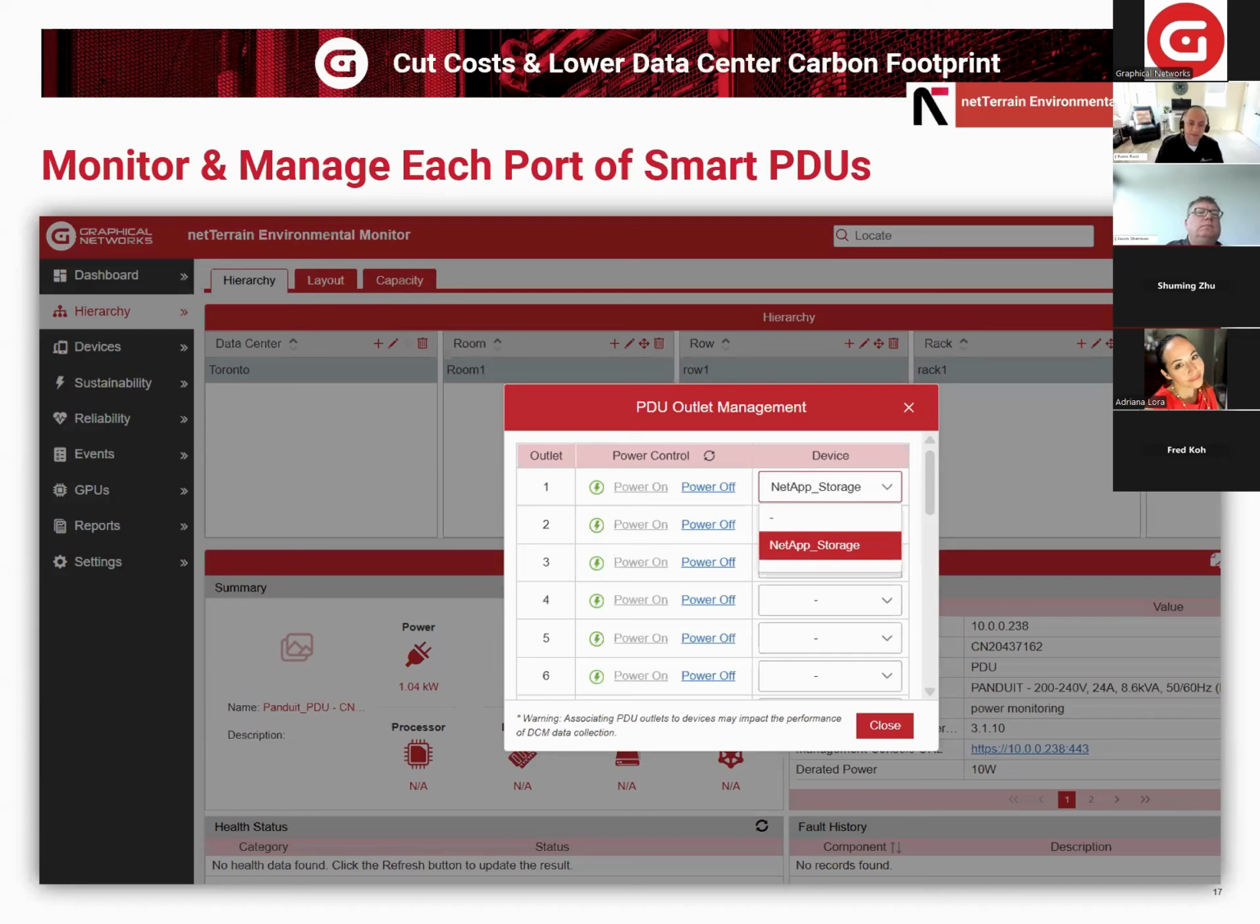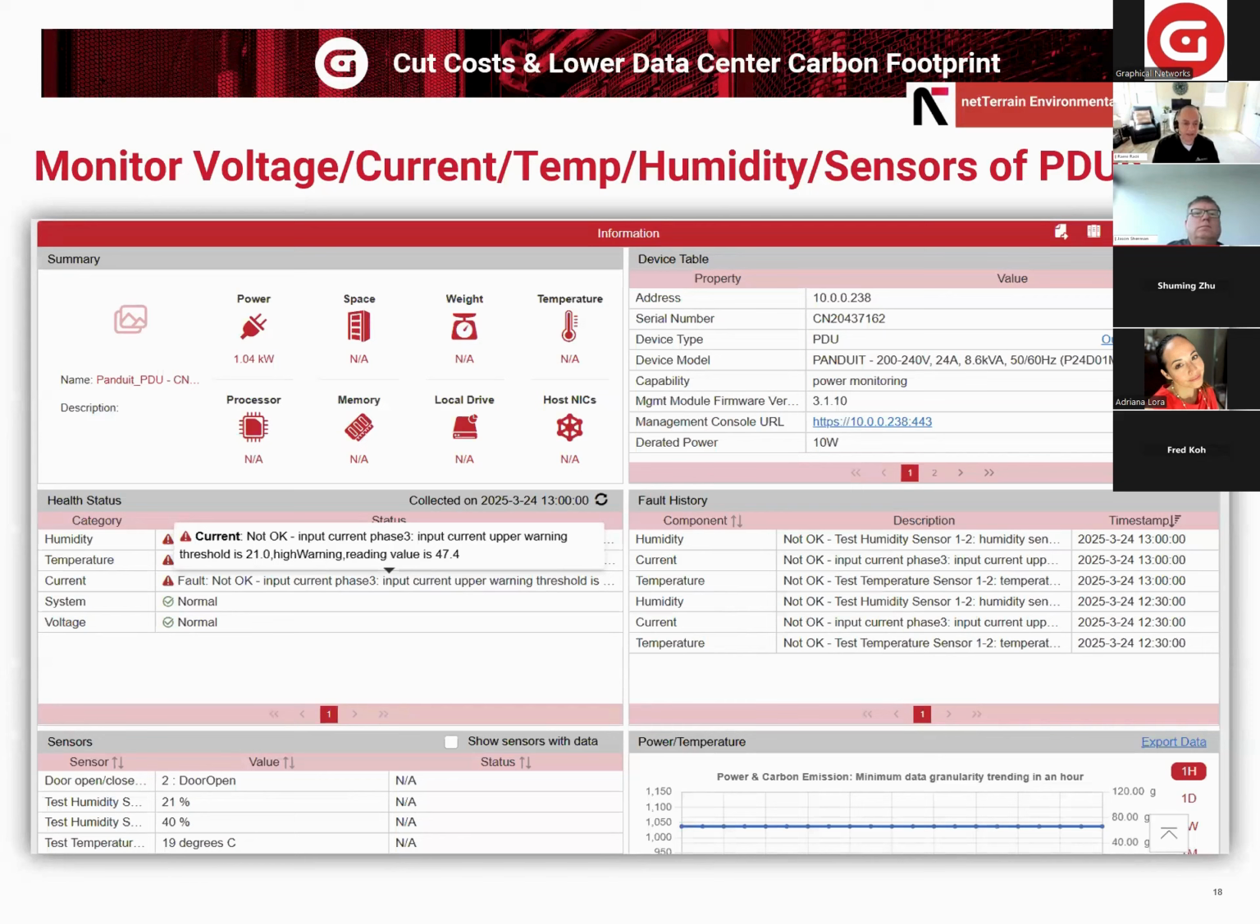And if you go to the next page, you'll be able to see that for each PDU, you can see the different sensors, including their temperature, current, voltage, humidity, if that's supported. And again, that interface is very consistent across the different types of devices. Moreover, you can see, like shown at the bottom there, the trending graphs for power and temperature over a period of time. And you can also see the health of the subcomponents of that particular device.